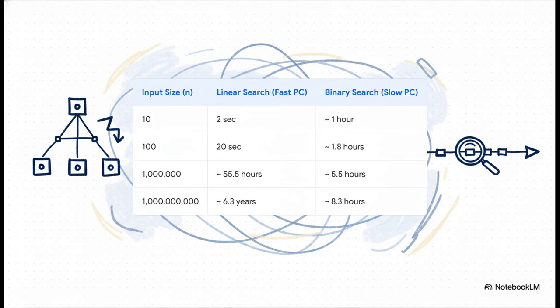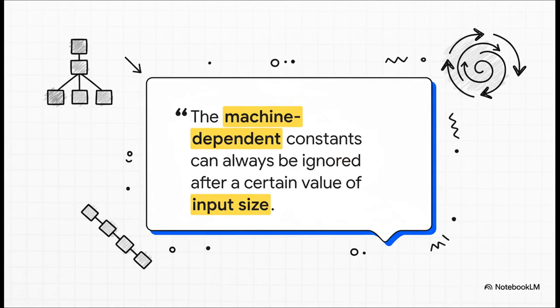But watch what happens when we add more data. At a million items, the slow laptop with the smart algorithm is already 10 times faster. But the real shocker, at 1 billion items, the smart algorithm on the slow PC finishes in about 8 hours. The supercomputer, it would take over 6 years. This just proves it. A better algorithm doesn't just beat a faster machine, it absolutely demolishes it. And that leads us to this huge, crucial takeaway. Basically, it means that once you're dealing with enough data, the speed of your computer almost doesn't matter anymore. The intelligence of your algorithm is everything. A smarter approach will always win.